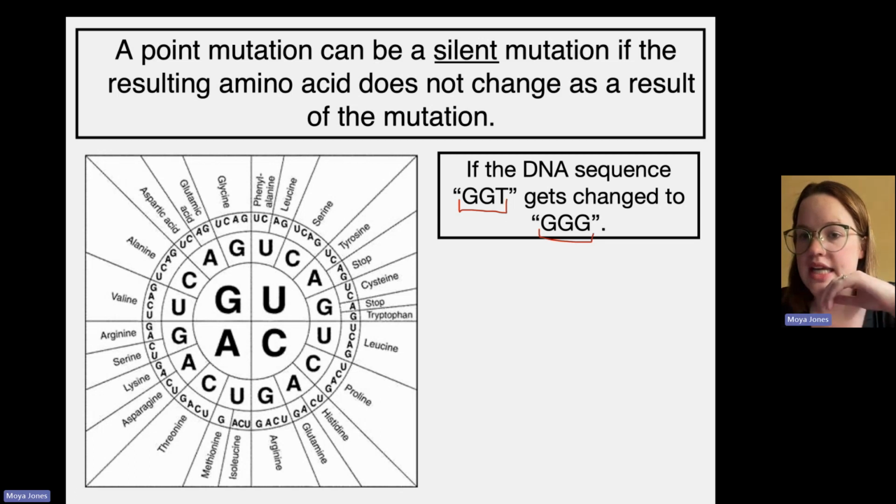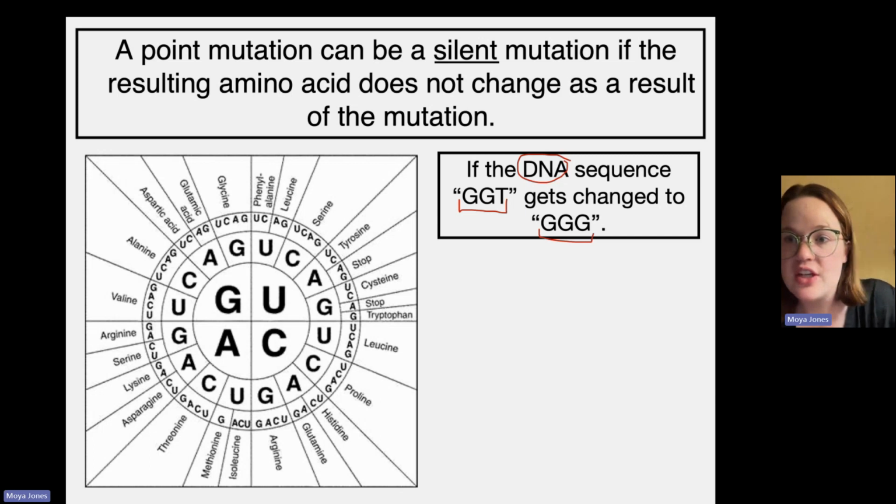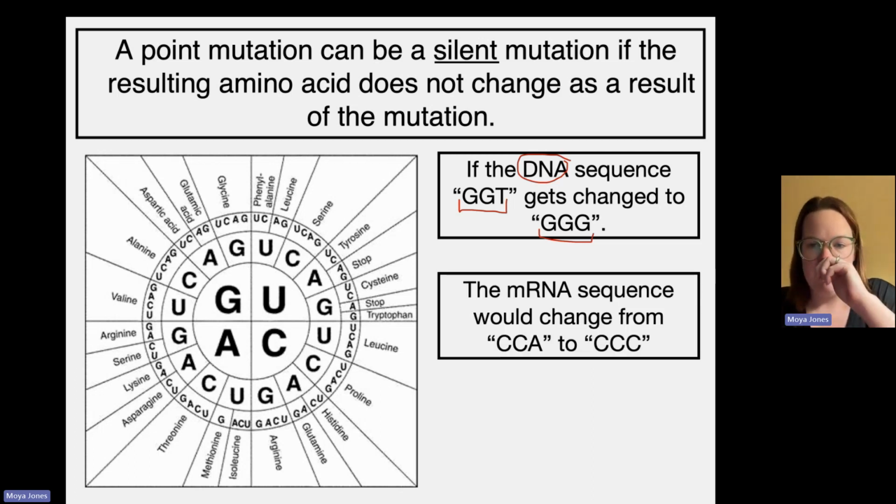No, that's because this is DNA. Okay, so to figure out if this changes the protein, we need to change the DNA to mRNA, the mRNA into our amino acids. If the amino acids are different, we know that it made a different protein. If the amino acids are the same, that is a silent mutation, and the same protein would be made. So the mRNA sequence would change from being CCA to being CCC.